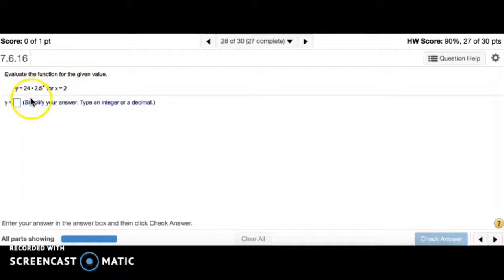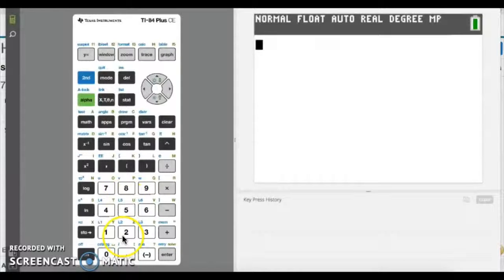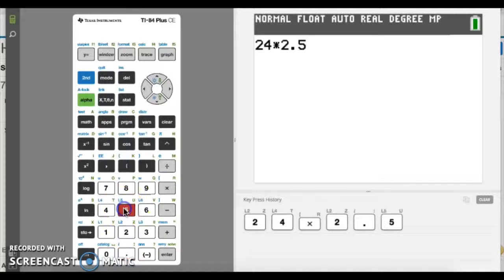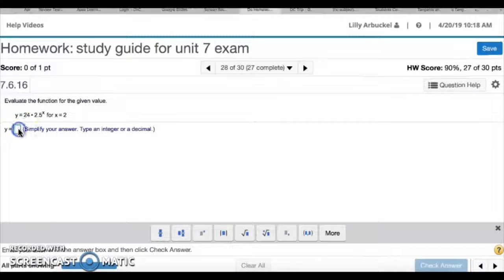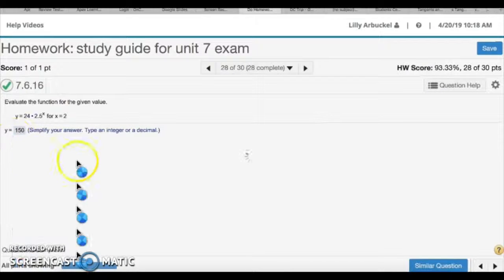We're evaluating. This one I'm going to want to put right into the calculator. So let's do that. So I have 24 times 2.5 to the x. That means the exponent is x. We're told x equals 2, so replace x with 2, so we'll have 2.5 squared. Press enter, we'll have 150, so my answer is going to be 150. So 150 is my answer for number 28.